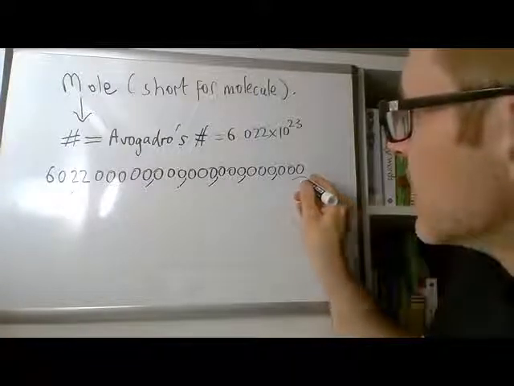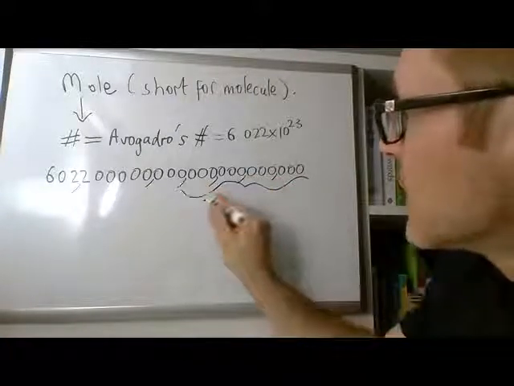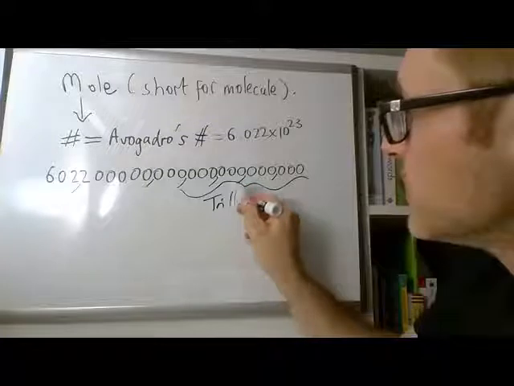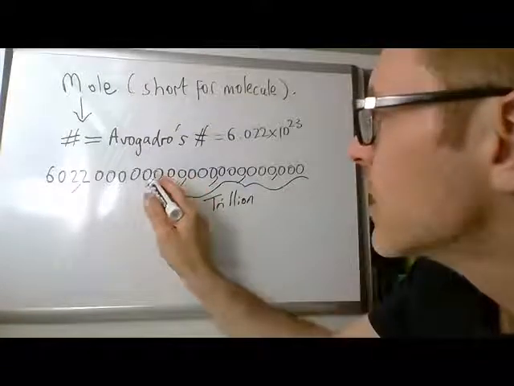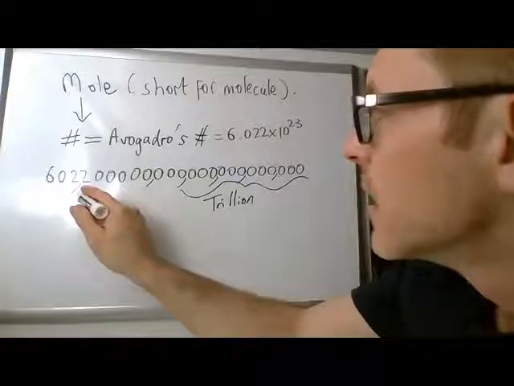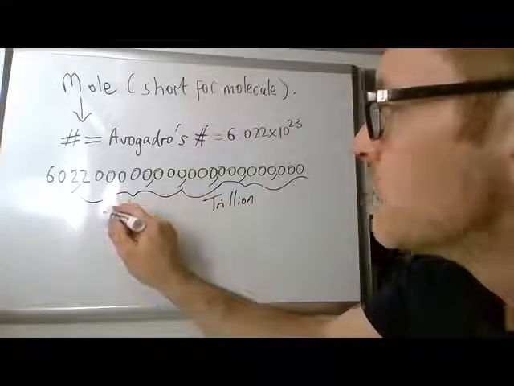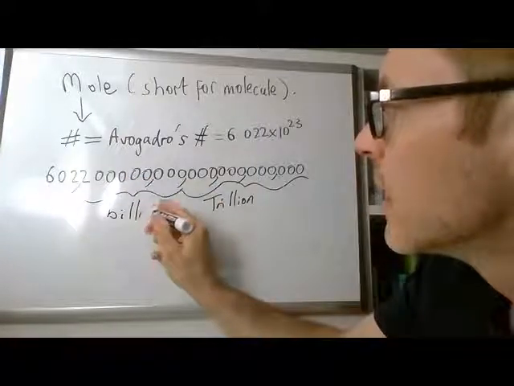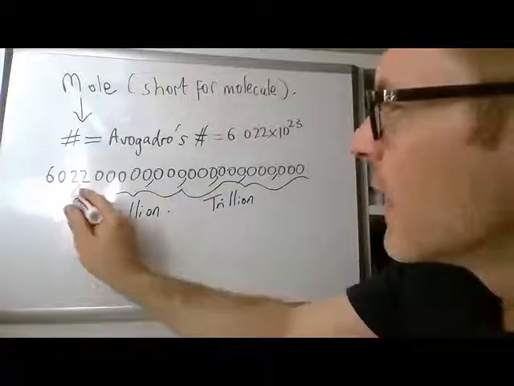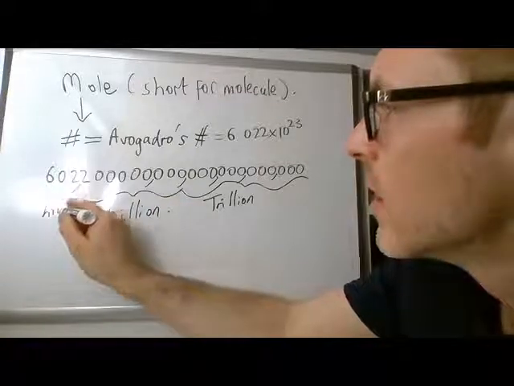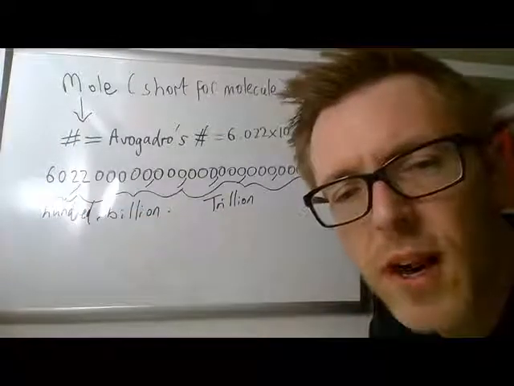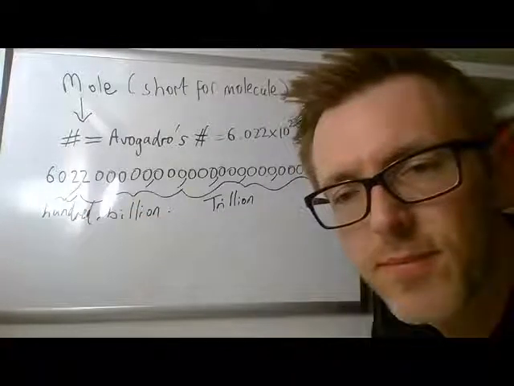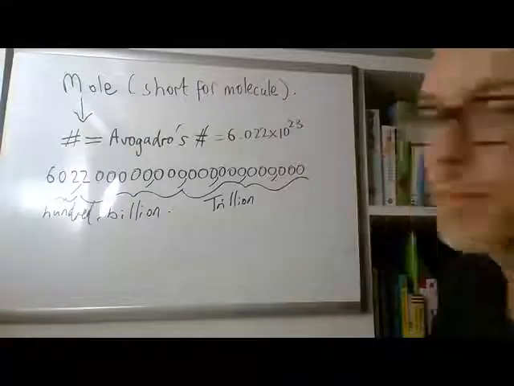So let's see. That's a trillion. We've got 3, 6. That's billion again. And that's 100. So it's of order 100 billion trillion. That's big. Okay.